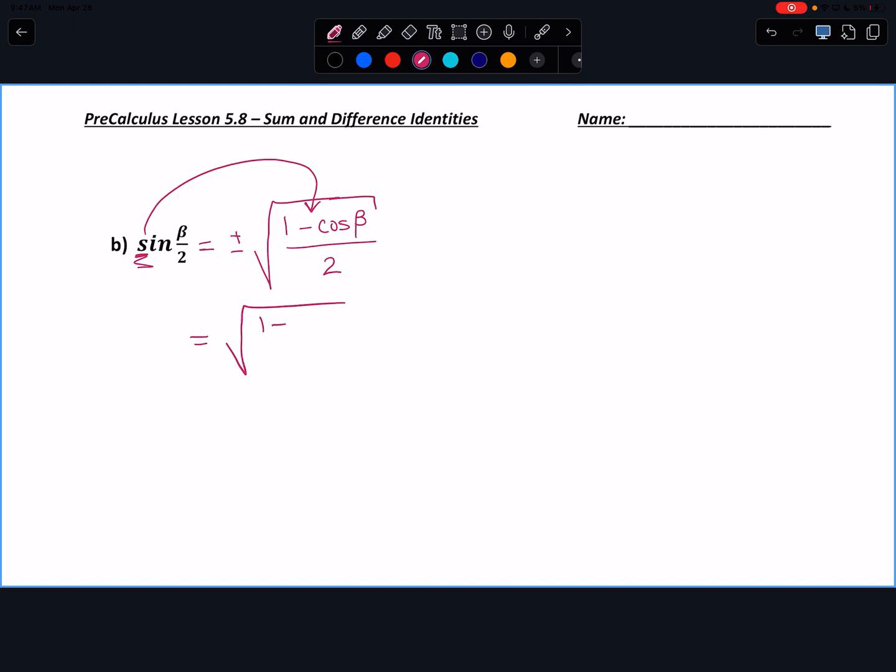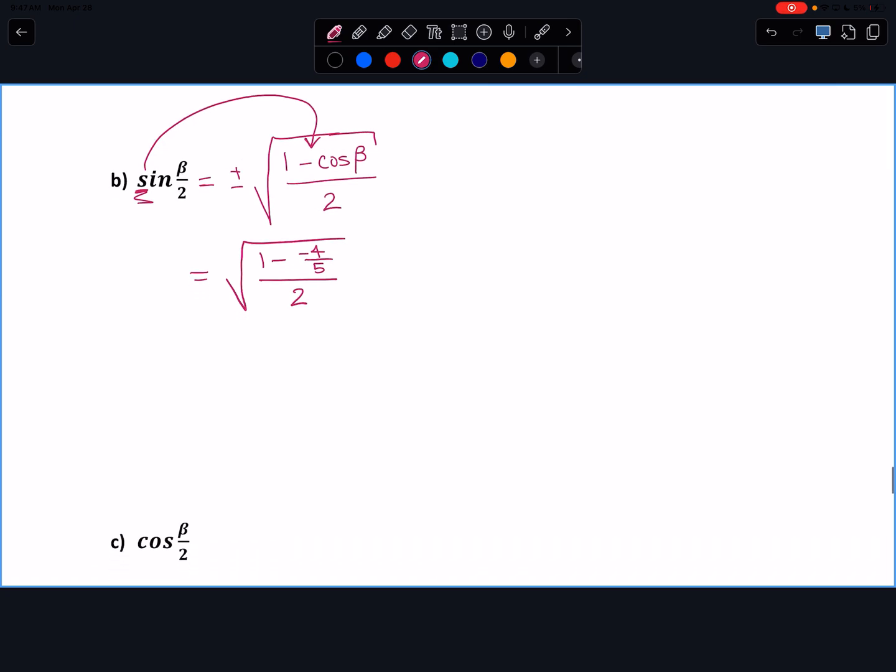Adjacent over hypotenuse. Negative 4/5. Thank you. And then all divided by 2. So I'll have 1 minus negative 4/5 over here. Minus the negative is plus. And then we need that 1 to be over a 5.